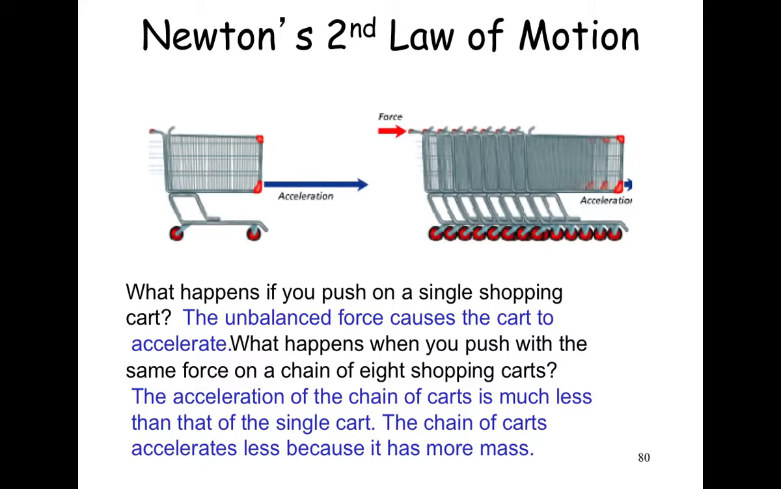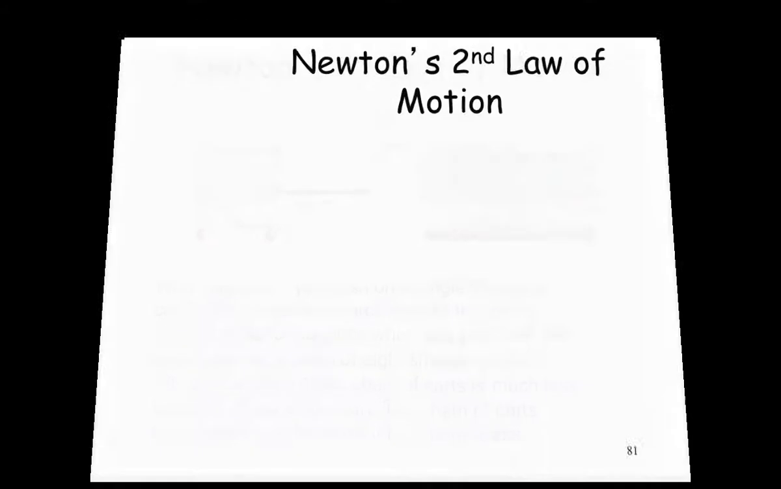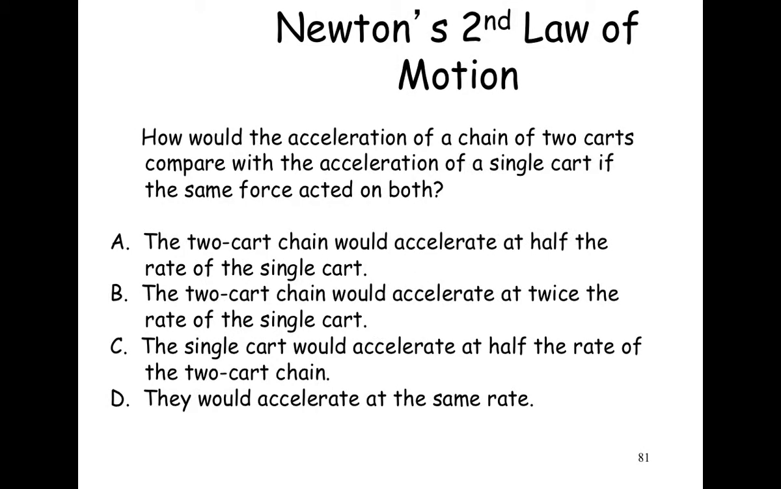So let's think about this and extrapolate it a little bit. How would the acceleration of a chain of 2 carts compare? The two cart chain would accelerate at half of the rate. It would be half of the acceleration because it has twice the mass. This is what we call an inverse relationship.